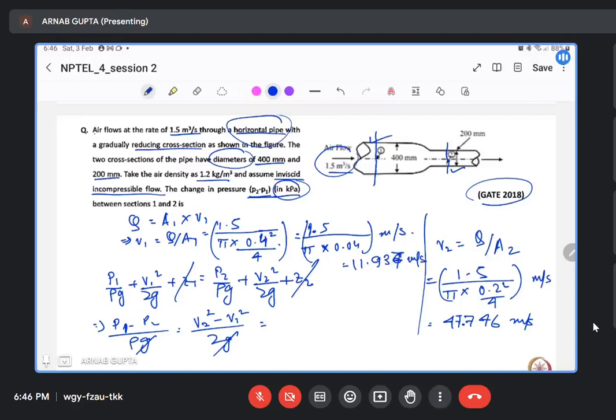You're going to understand that by just halving the cross sectional diameter, you are getting four times increase in velocity because V is inversely proportional to the cross sectional area, or you can say it is inversely proportional to the square of the diameter. Okay.